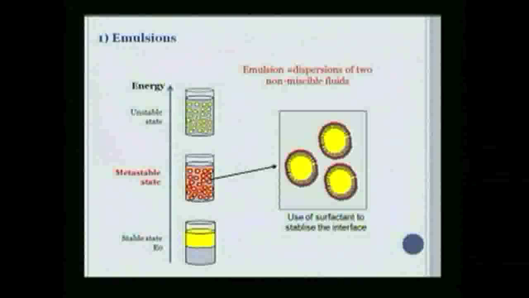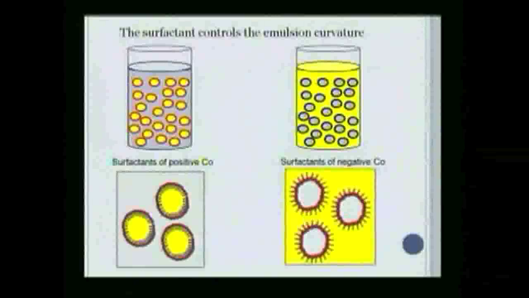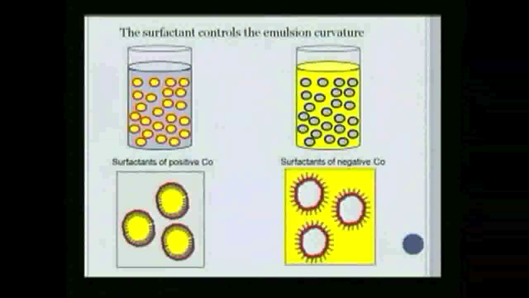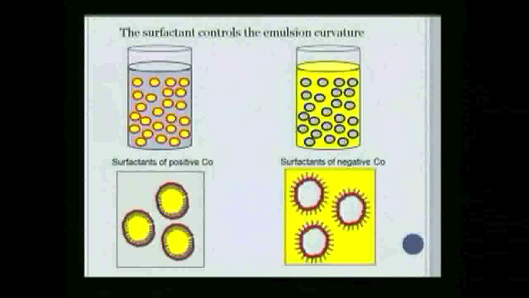You have to monitor this, and the main point is the choice of the surfactant. If you choose your surfactant very well, you control the stabilization of this emulsion, but also the emulsion curvature. You can actually have two situations. The first situation is droplets of oil in water, which is what we call a direct emulsion, but you can also have droplets of water in a continuous phase of oil.